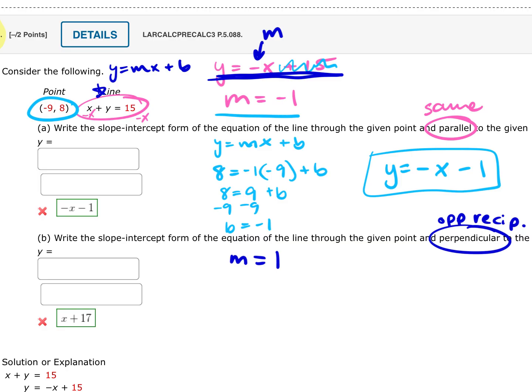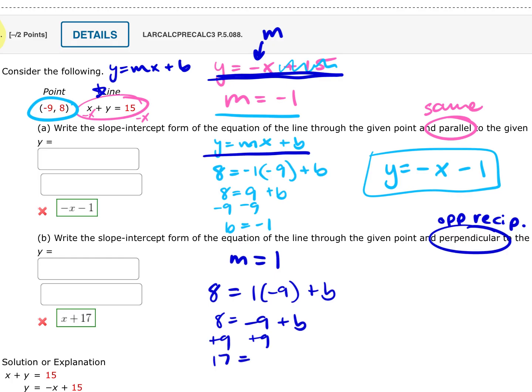So when we plug this in, I'm going to plug it into y equals mx plus b again. So our y is 8 is equal to 1 times negative 9 plus b. So 8 equals negative 9 plus b. Add 9. 17 is equal to b. So we plug that in, we get y equals 1x, which would just be x plus 17.